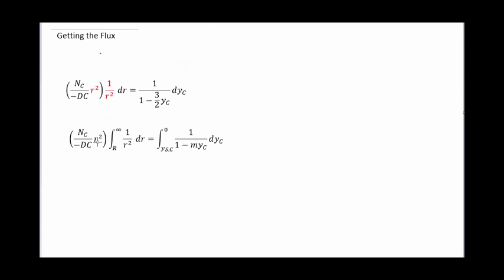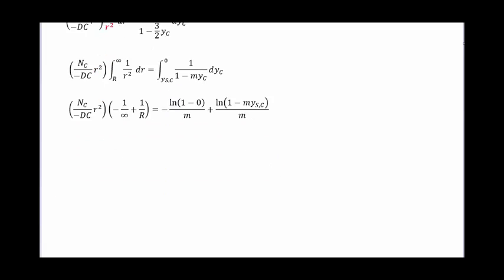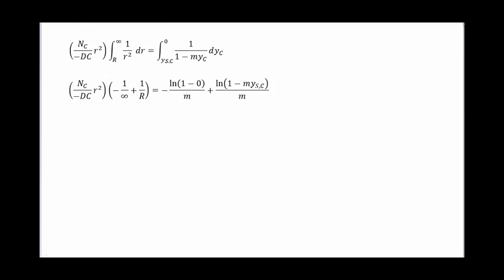Again, this is a constant, so I'm leaving it out of the integral. Our definite integral goes from r to infinity, and the known mole fraction at the catalytic surface out to 0. So it's pretty much the exact same thing we did before. When you do the mathematics, what you're going to get is this. Again, it's not too interesting, so I'm just going to speed through it so you can see the final result.